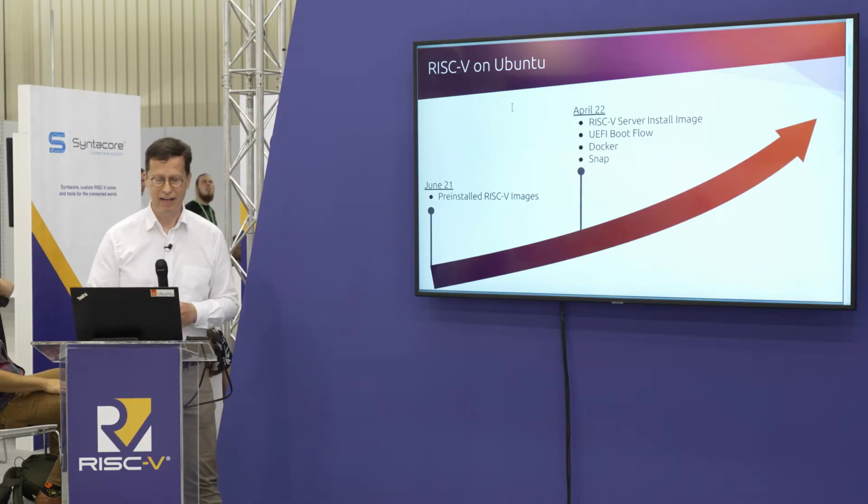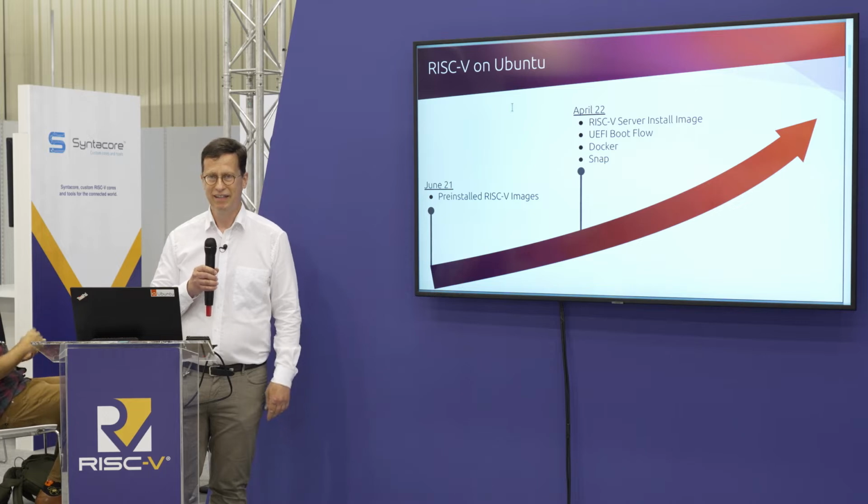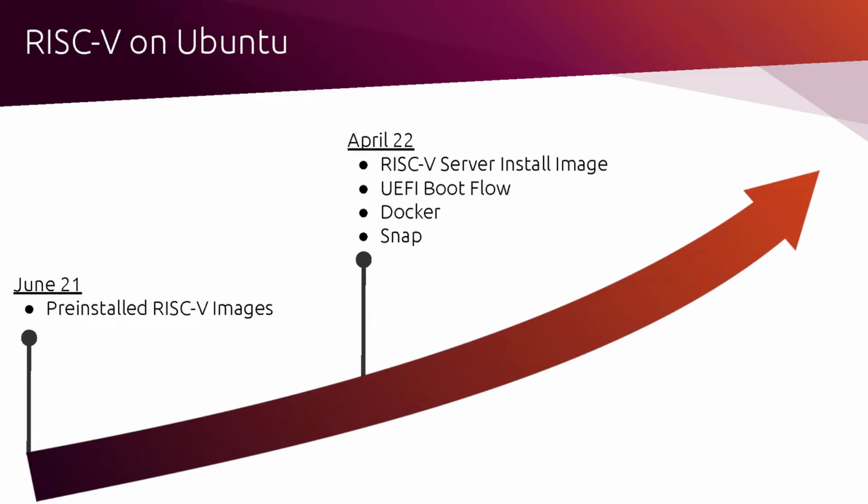I'm working for Canonical as a RISC-V software engineer. Canonical is a company behind the Ubuntu Linux distribution. And since last year, we have started really to support RISC-V like the other architectures, x86 and ARM, or PowerPC and S390. And RISC-V now is a fully supported architecture in the Ubuntu world.